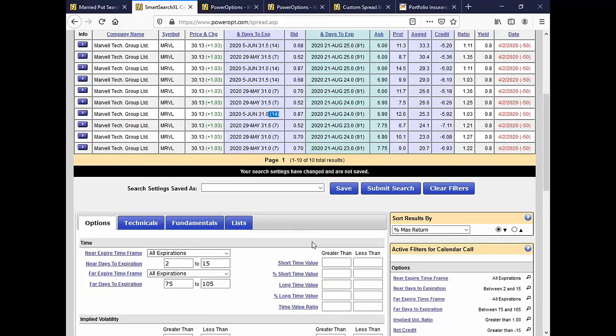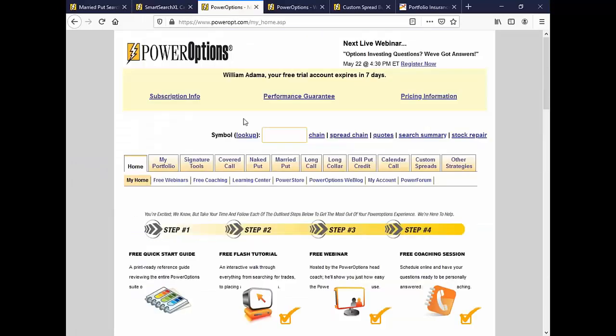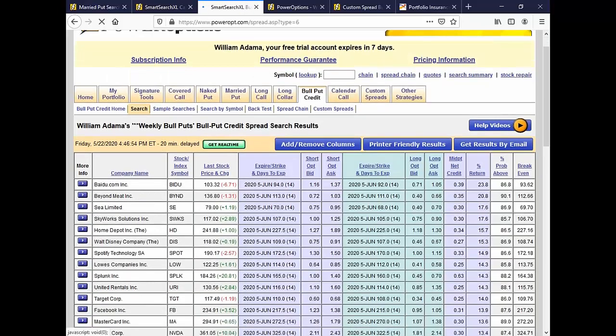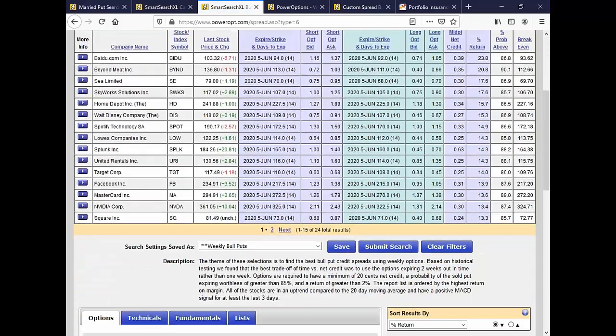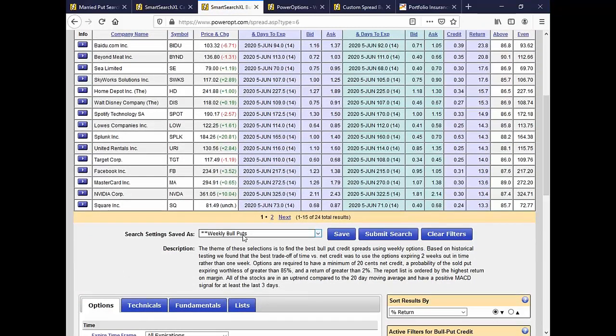This leads us to another interesting topic. It's not a question that came in, but whenever I do weeklies, Frank, for example, on certain strategies, we'll leave the diagonal spreads for the moment, and we'll come back here. I go to bull put credit spreads, and I go to search. And as we saw before with the calendar spread, it's going to pull up a list of potential trades that match our default screen. But this is interesting, isn't it, Frank?